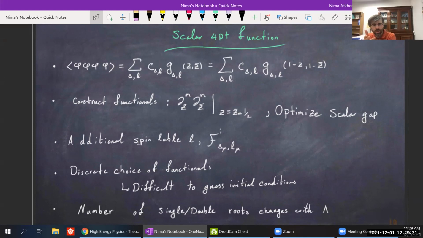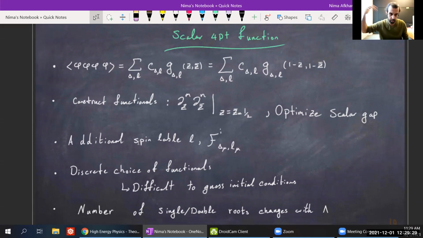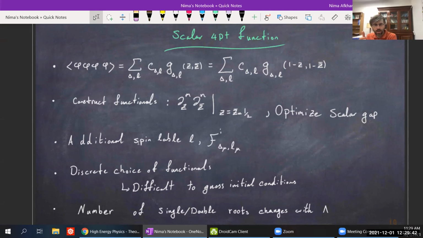But are they single or double roots? They are typically double roots, but sometimes there will be a single root at spin like 12 and for one lambda, and as I increase lambda, that single root will disappear and it'll appear at a different operator. So that can also happen, and it does happen. But where do the single roots lie? Do they lie at the unitarity bound? They typically lie at the unitarity bound, yes.